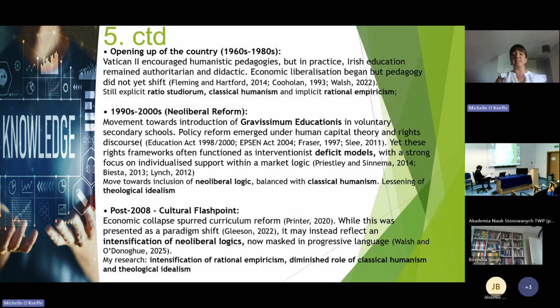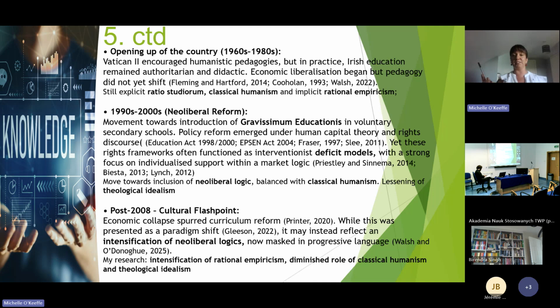In the 1960s to the 80s, the country started opening up, and the distinction of what is considered knowledge coming from the church changed in 1967 with Vatican II. Vatican II basically said that education shouldn't be so dictatorial, that it should be more about social justice and integration.